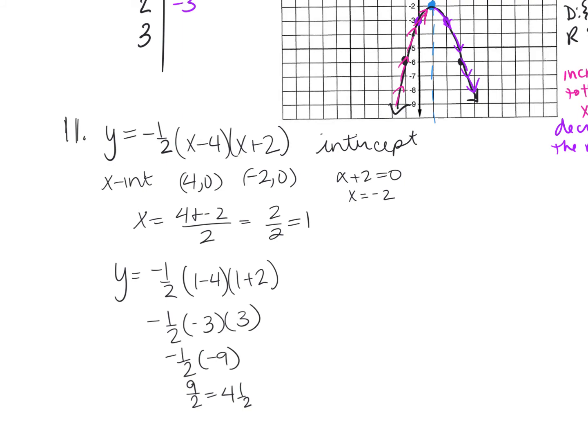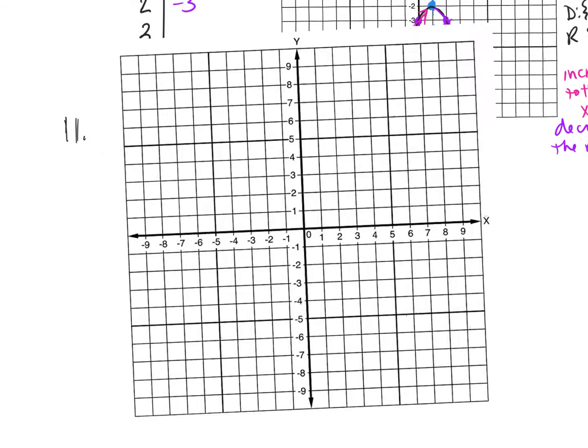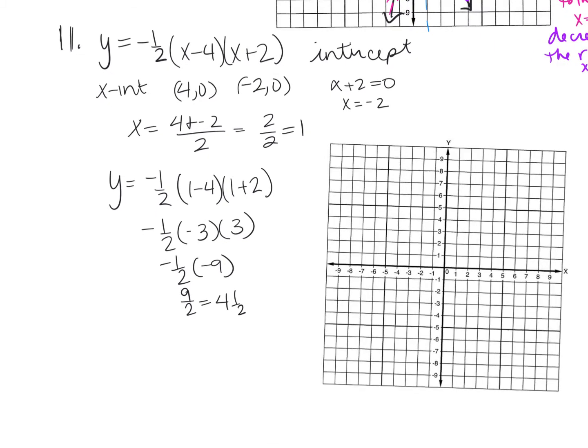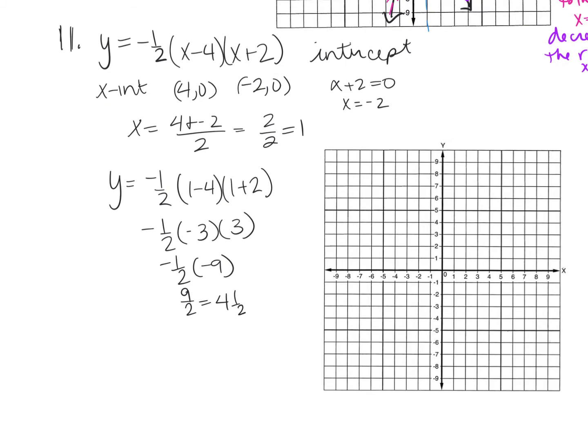So then we'll put that on a graph. On this one, I don't need to make a table, even though you might see a table on the paper. You can put these 3 points on the table: 1, 4.5, 4, 0, and negative 2, 0. So there's your negative 2, 0. There's your 4, 0. And at 1, 4.5 is my vertex. And I connect it.